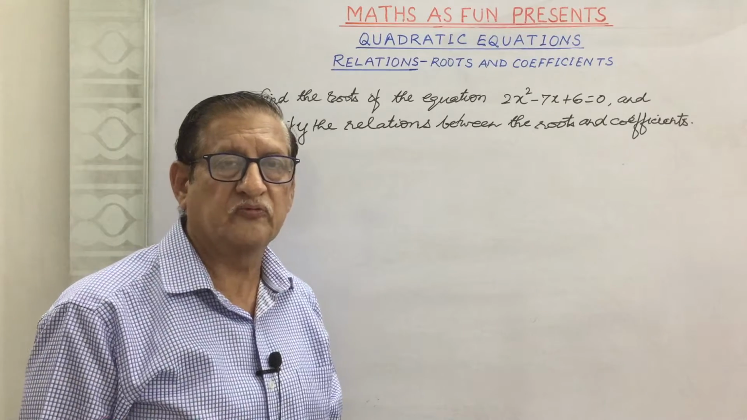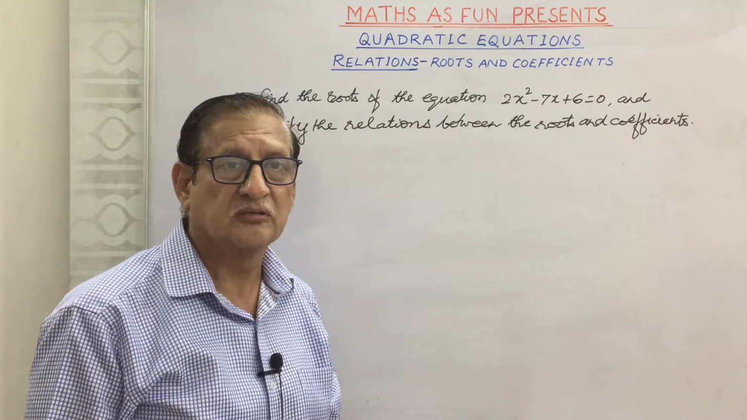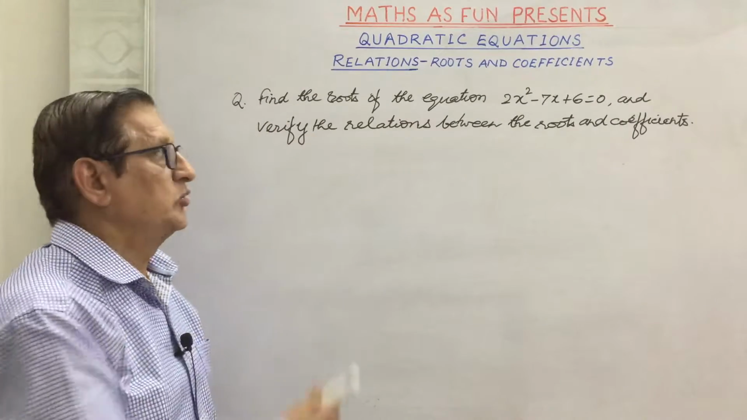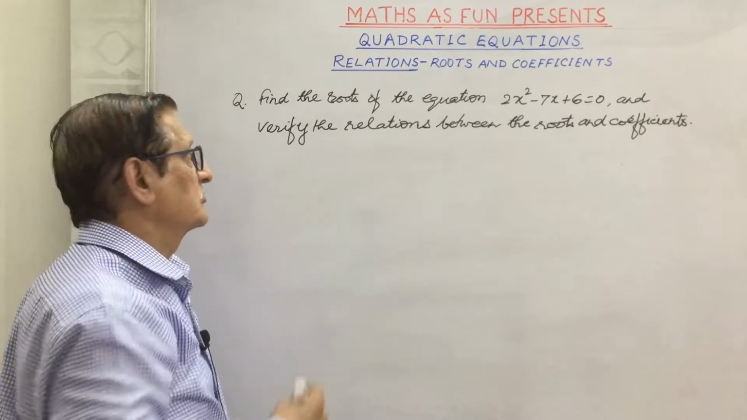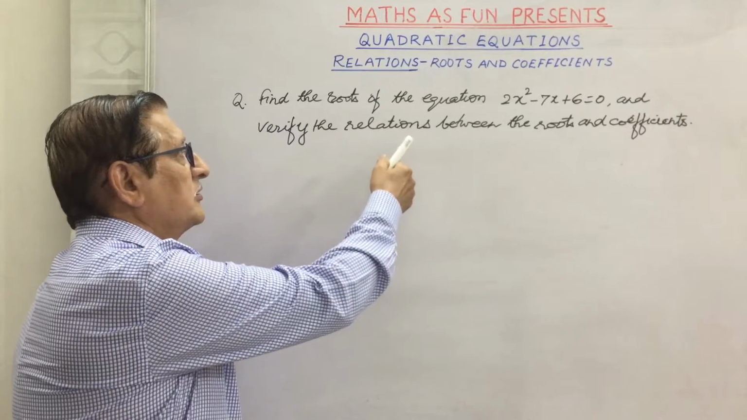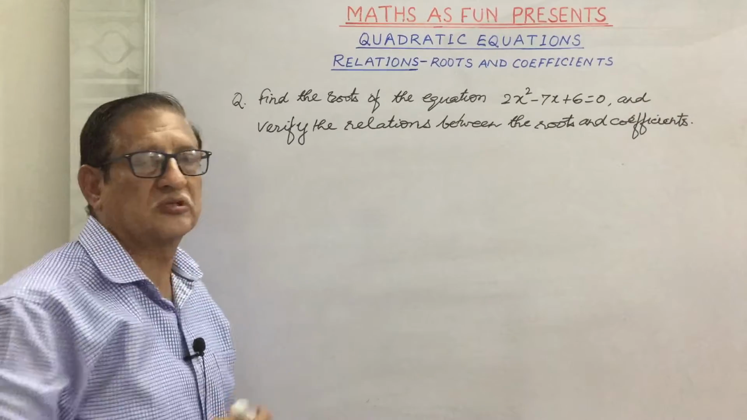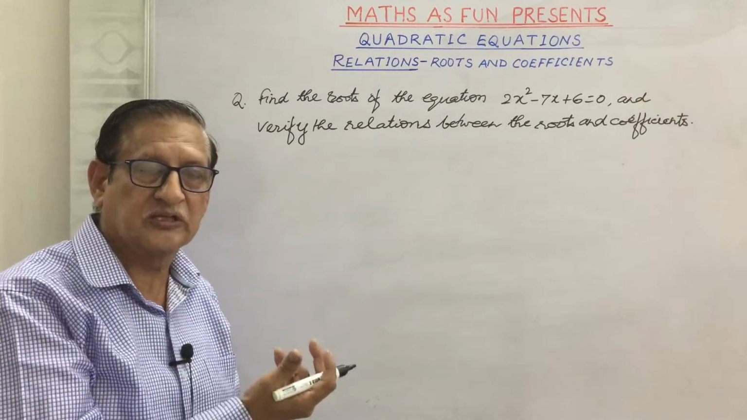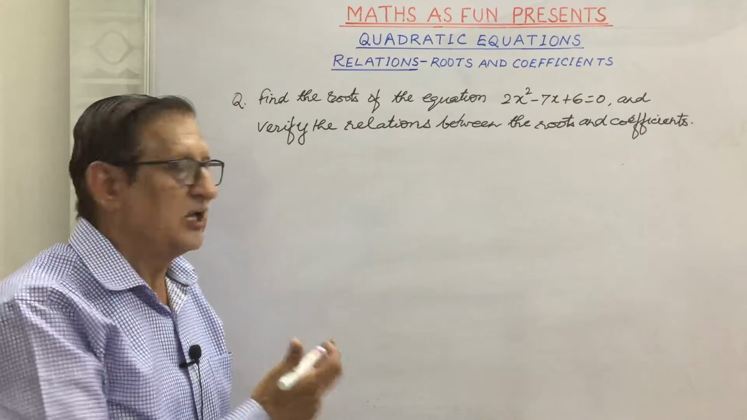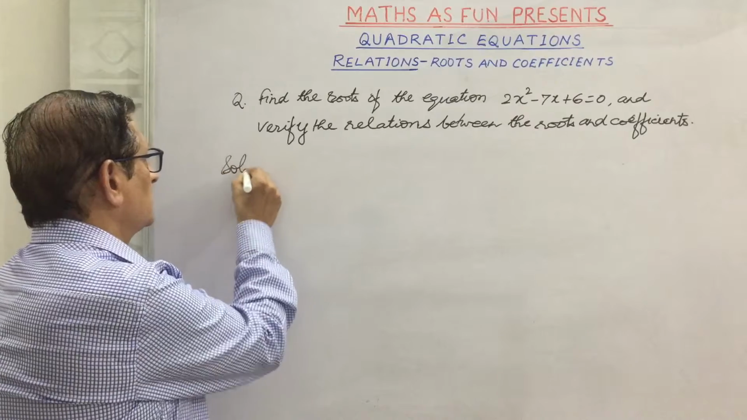Let's learn what type of questions can be asked based on this. A question is, find the roots of the equation 2x square minus 7x plus 6 equal to 0 and verify the relations between the roots and the coefficients. First we have to find the roots and then we have to verify the relations. Let's see the solution of this.